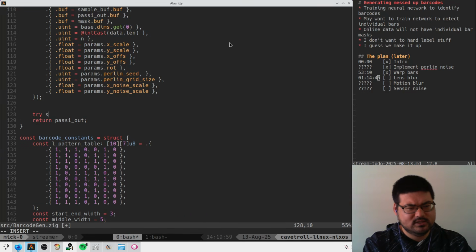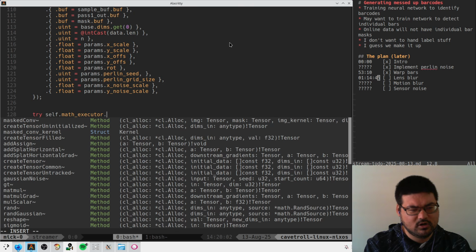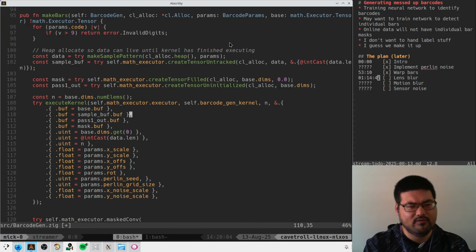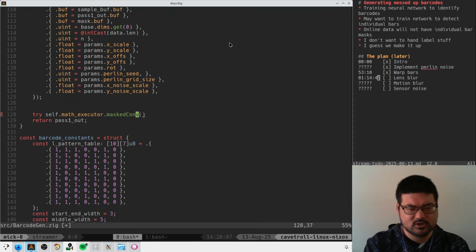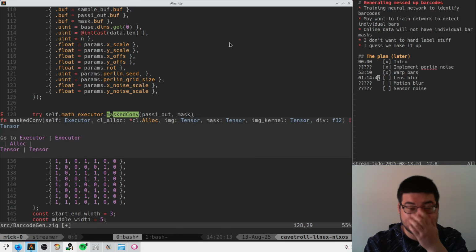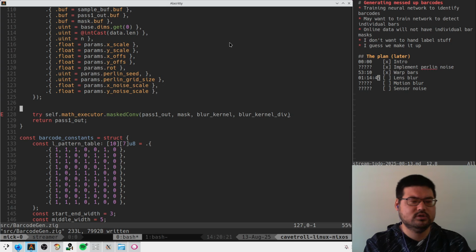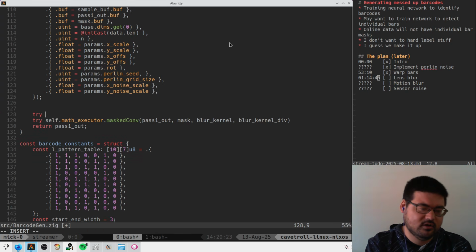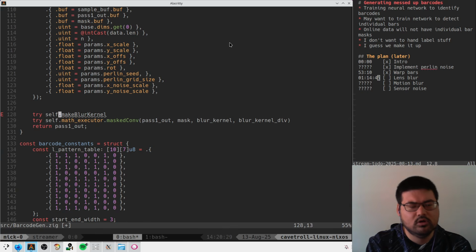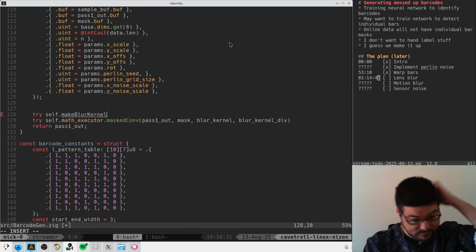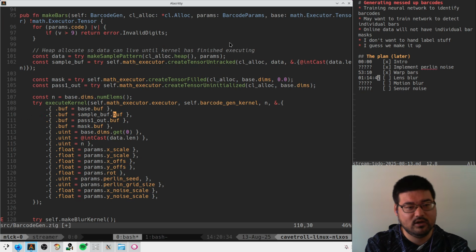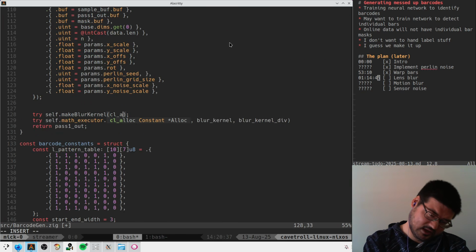So the second pass is self math executor mask conv. So we have our mask and our image. So we have pass one out mask. We need to create our image kernel, which we'll figure out in a second, and the divisor. So can we do something like make blur kernel, and we pass in probably some params. Surely this is gonna make like CL alloc.